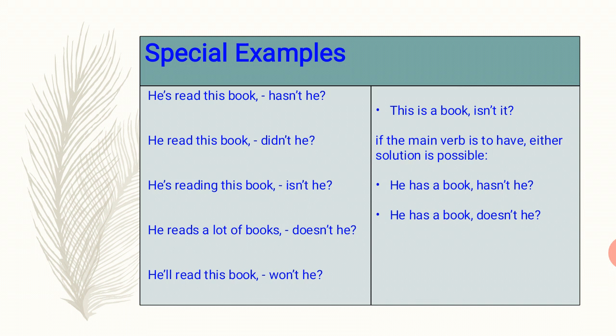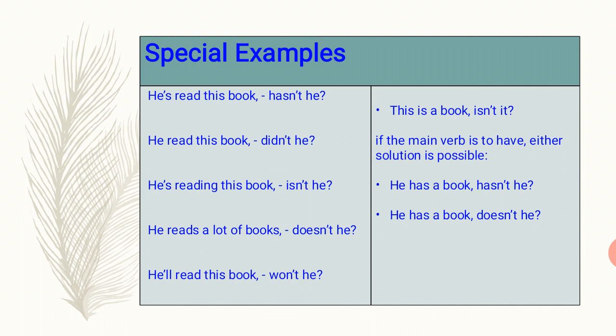We have to add didn't plus he. Okay, so he reads a lot of books, doesn't he? Because it is given in a present form, that is why we are splitting with some other particular do, does, did. Okay, it is helping to split the main verb. And he'll read this book, won't he?